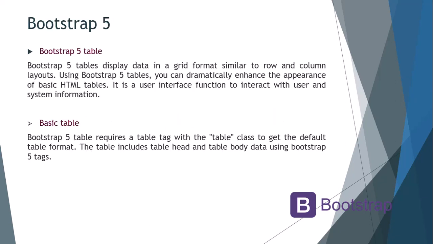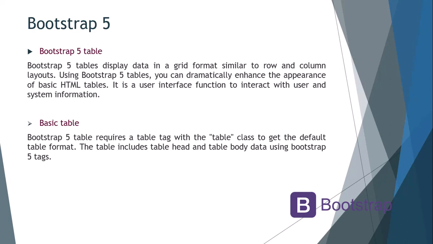Okay, the Bootstrap 5 table displays data in a grid format similar to rows and columns. We all know what a table is. A table is a representation of data in rows and columns. Using Bootstrap 5 tables you can dramatically enhance the appearance of a basic HTML table. The basic Bootstrap 5 table requires a table tag with the table class to get the default table format.